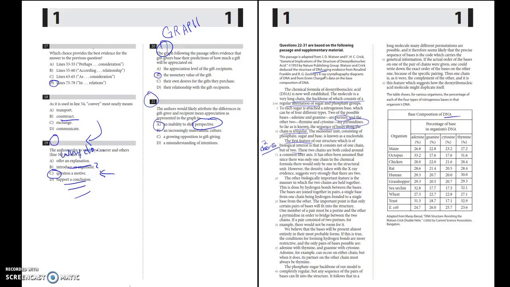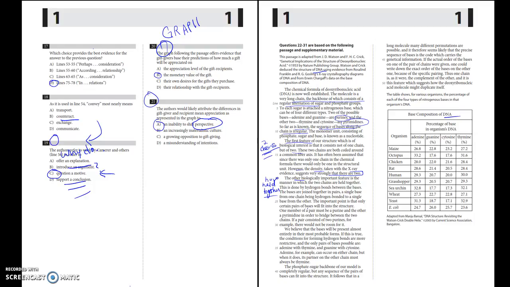So we have it has been assumed that there was only one chain. However, the density and X-ray evidence suggests strongly that there are 2. So they're basically saying we have a lot of evidence that there are 2 chains in the DNA backbone. The other biologically important feature is the manner in which, so how they are held together. Okay, so this is the second part. So we have there are 2 chains, and this is how they're held together.